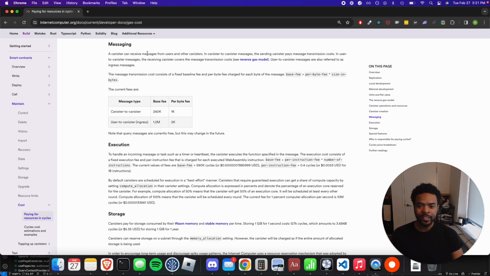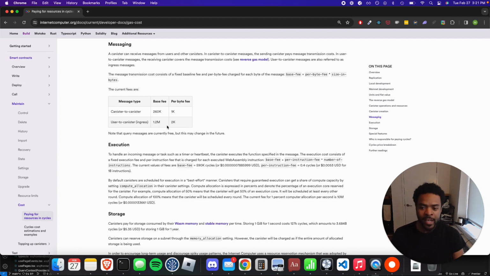These messages have a fixed price, which is a base fee. The base fee is 260,000 cycles, right? And then you can see here, you add that base fee onto the per byte fee, multiplied by the size of the message or the size of the bytes transmitted, which would be 1,000 cycles.